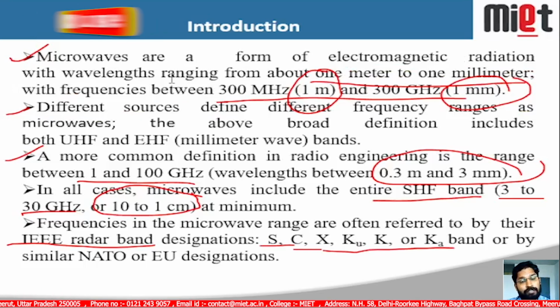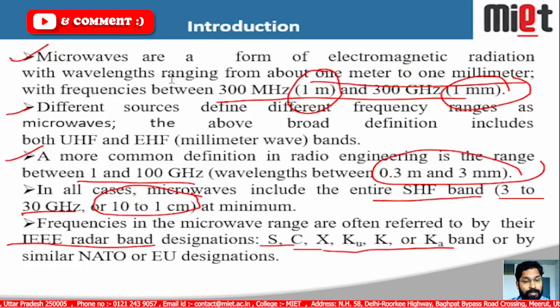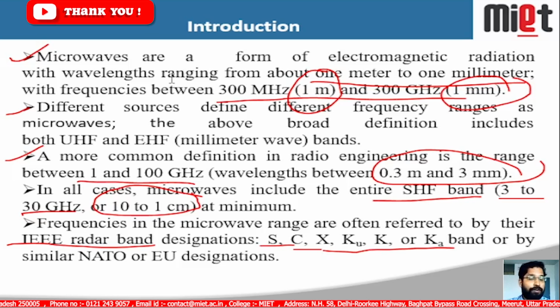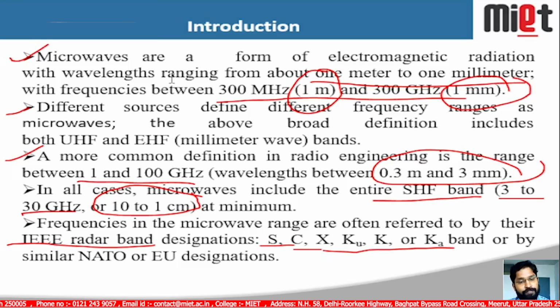Similar to these bands, different types of bands are also available. NATO has defined different bands, and the European Union has also defined different frequency bands. But in your syllabus, the S, C, X, Ku, K, Ka bands are defined. These bands are designated by the IEEE.